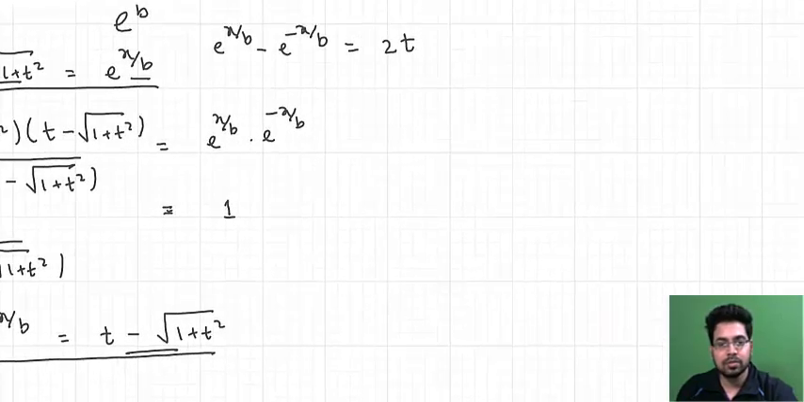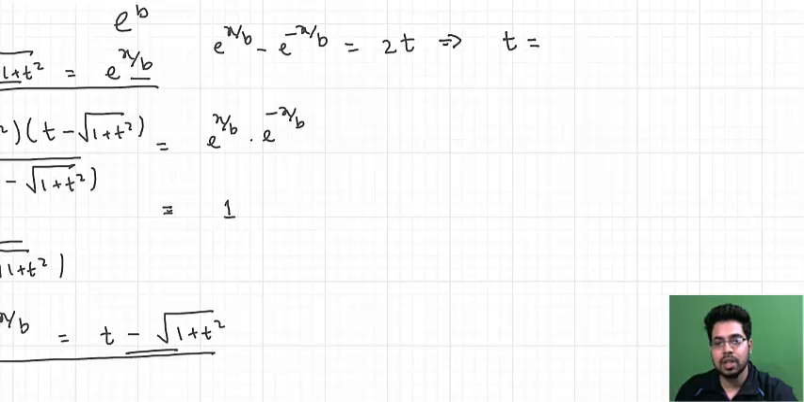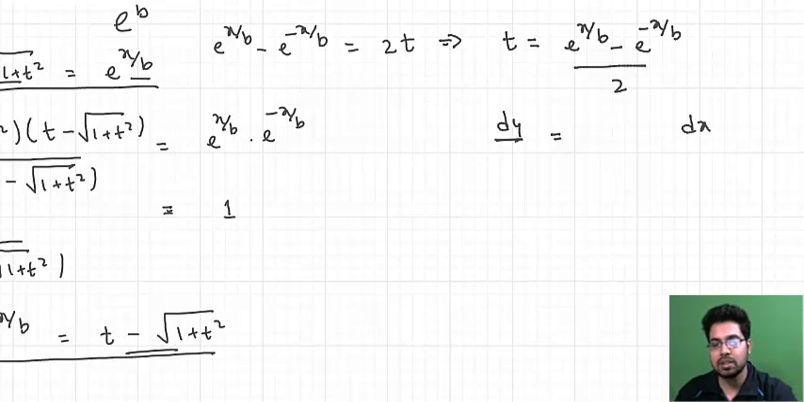So from here we are getting t equal to e to the power x by b minus e to the power minus x by b, divided by 2, and remember our t was equal to dy by dx. So instead of writing dx below dy, I will take dx over here and integrate both sides: e to the power x by b minus e to the power minus x by b divided by 2.